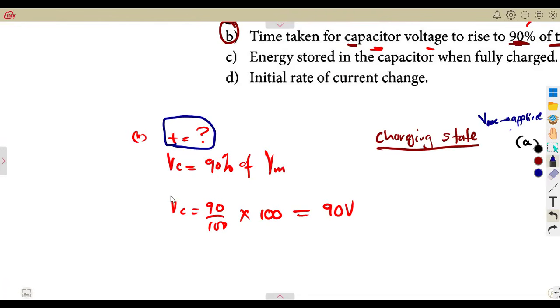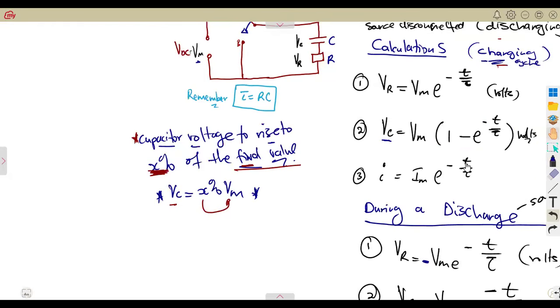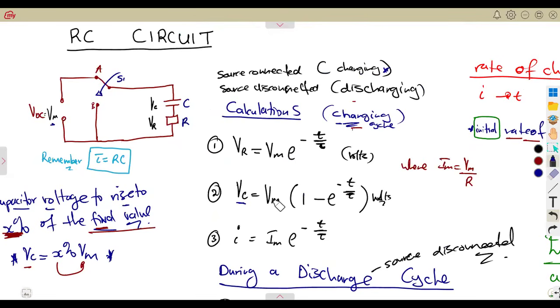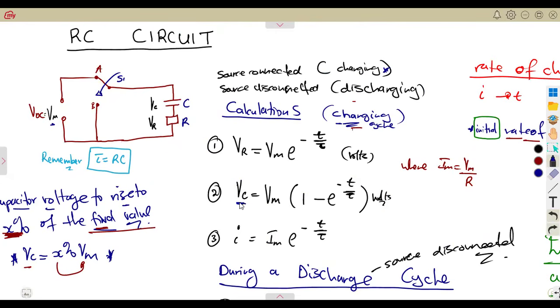But what is it that we are given? Having VC, we are supposed to calculate time. How is that possible? Okay, let's go back to the charging. Remember, we are on a charging state. If you check on the VC formula, there is time there. So they want you to use the VC formula because you have VC. If they stated something about VR, you're going to focus on VR. If they stated something about the current, you're going to focus on the current. So there your focus is on VC, the one that you are given for a charging state.